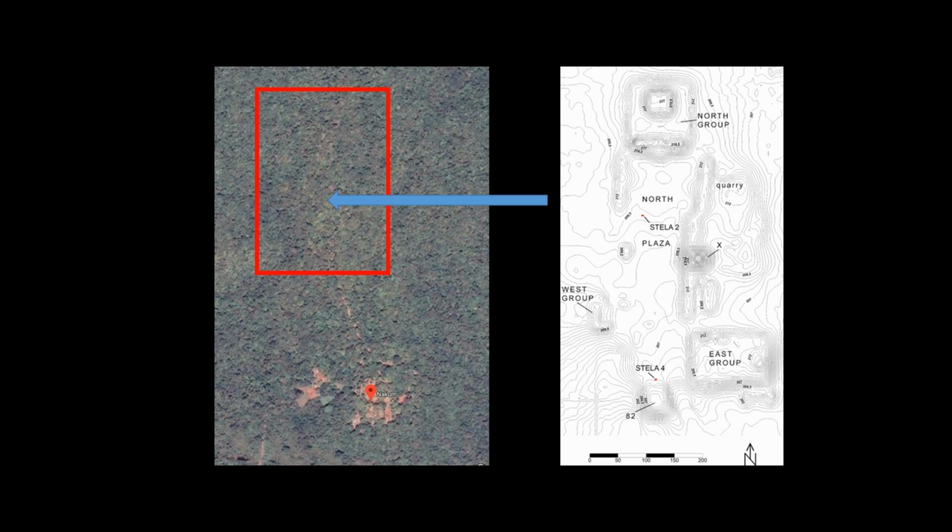We are focusing now on the northern sector, which consists of a large plaza and several structures: north group, east group, west group, and also Structure X, and some platforms.